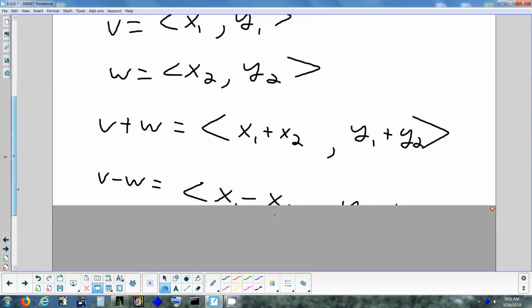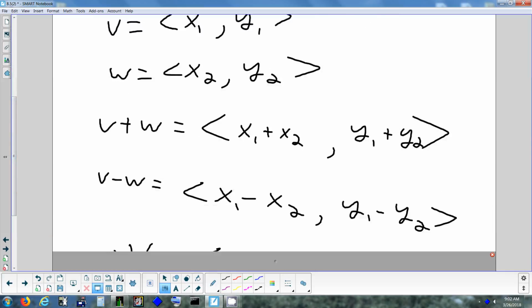To subtract vectors, same idea. But now we have to be a little more careful with the order, because subtraction is not commutative. So if you subtract in the wrong order, you're going to get the wrong answer. So just pay attention to the order. This is v minus w. So the v components should come first, the x1 and the y1, and then you're subtracting from that the w components, the x2 and the y2.